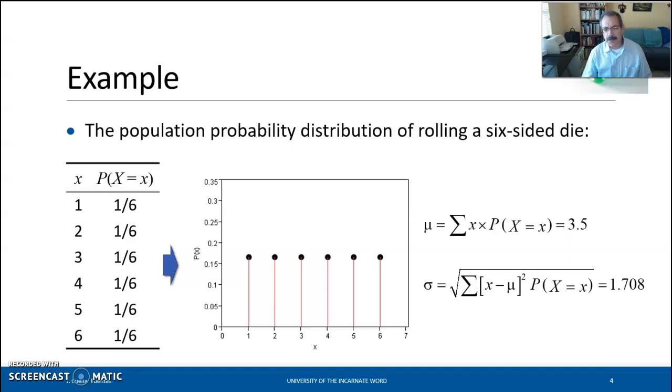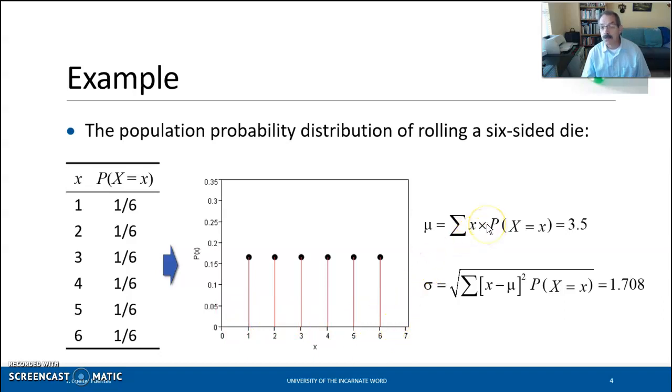So in the beginning of chapter 5, we looked at the population probability distribution of a six-sided die. In that case, you might remember that we wrote a probability distribution table where we have the outcomes of the random variable, which are the integers 1 through 6, and the probability of each of these outcomes is 1/6. Here I'm showing you the graph of the probability distribution where there is only probability at each of the integer values between 1 and 6, and the probability everywhere else is 0.